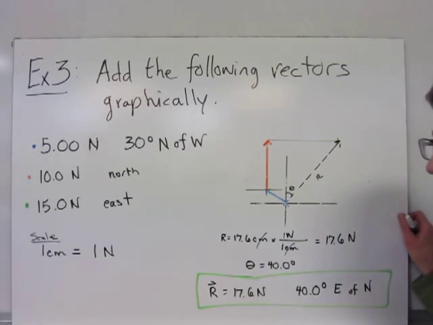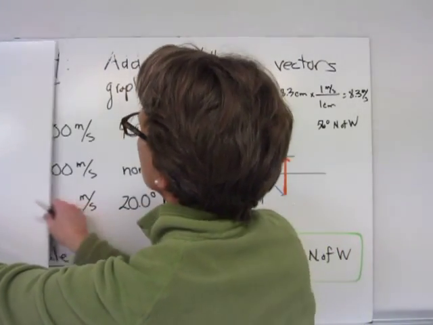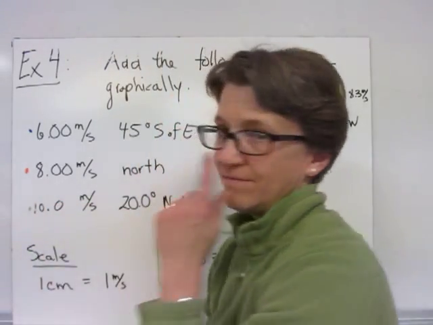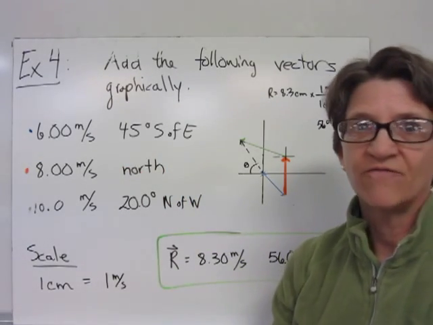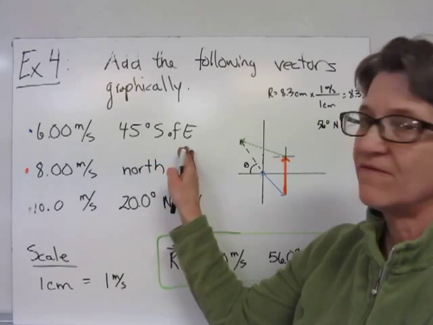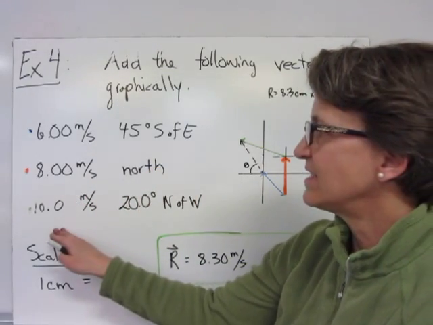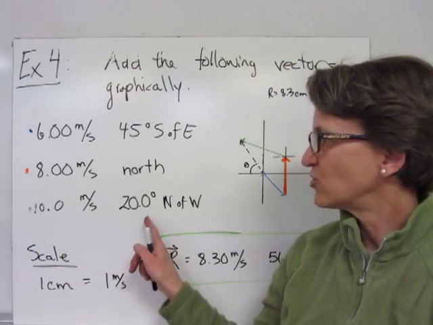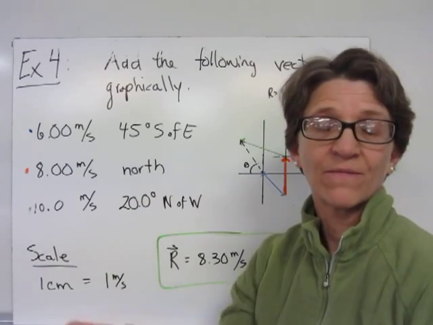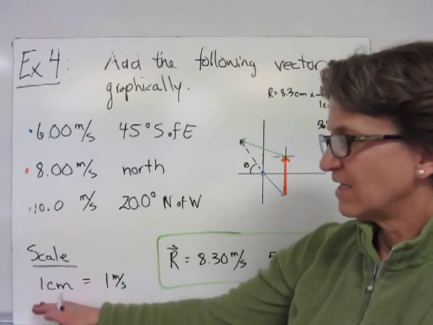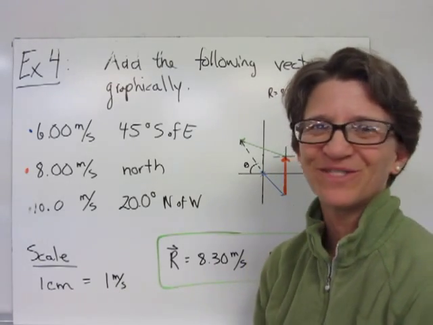I have one more example for you. This time, let's add these vectors. I have 6 meters per second at 45 degrees south of east, 8 meters per second north, and then 10 meters per second at 20 degrees north of west. So I have 2 that don't lie along the XY. My scale is just 1:1. 1 centimeter will represent 1 meter per second.